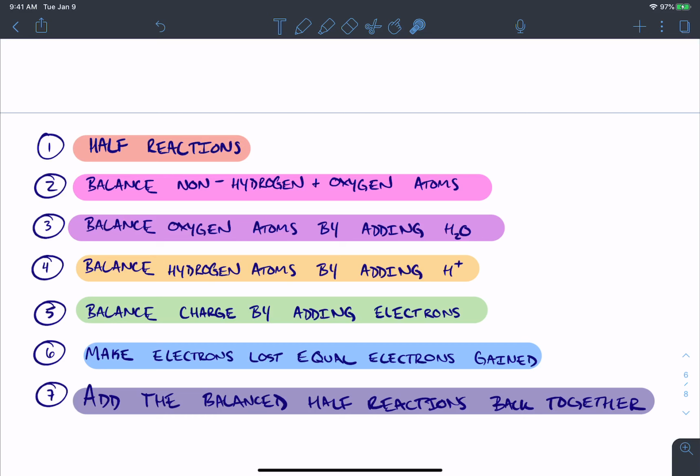So again, to recap, the steps are 1, write out your half reactions, 2, balance your non-hydrogen and oxygen atoms first. Once those are balanced, you can jump to step 3, which is balancing oxygen atoms by adding H2O. The next step is to balance the hydrogen atoms by adding H+. Then you can balance charge, adding electrons. Step 6 would be making the electrons lost equal the electrons gained. And then finally, once you've done all of that, you can just simply add the 2 back together, making sure to combine like terms or cancel things that are on opposite sides.